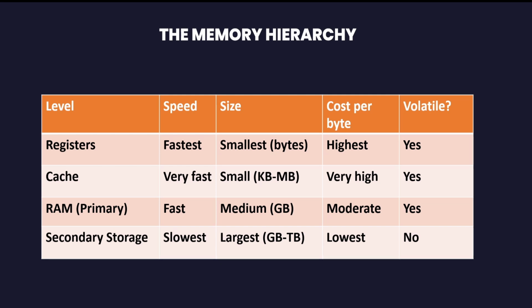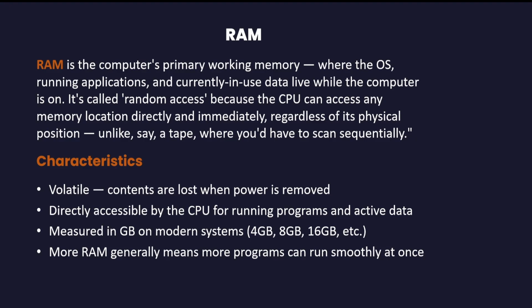Registers, cache, RAM, they all are volatile. So that is why your unsaved work disappears if your system crashes. RAM is the computer's primary working memory, where the operating system, running applications, and currently in use data live while the computer is on. Why is it called random access memory? Because the CPU can access any memory location directly and immediately, regardless of its physical position. Unlike in a tape, where you have to scan sequentially.